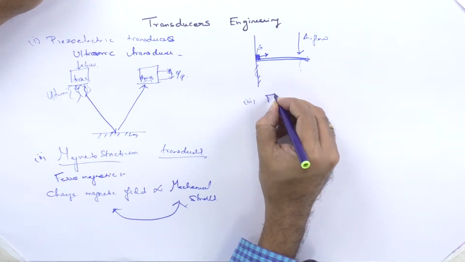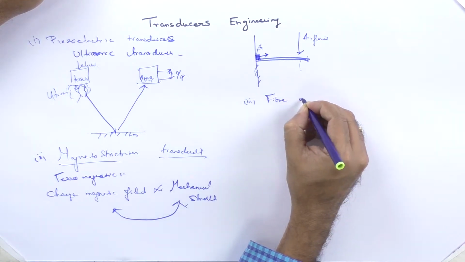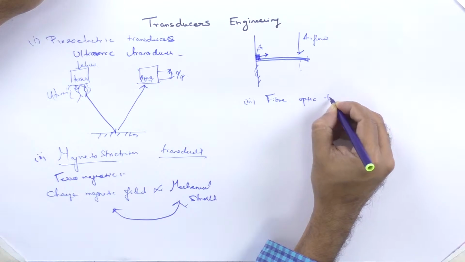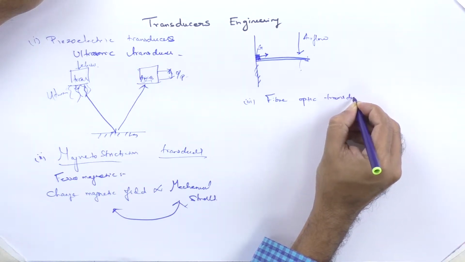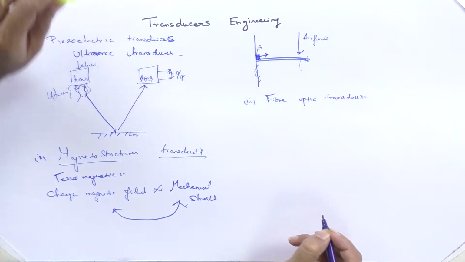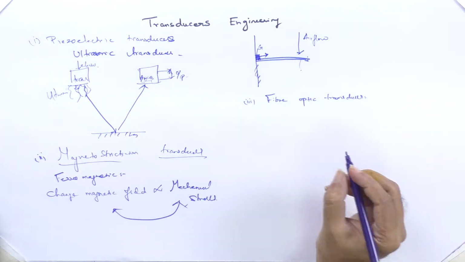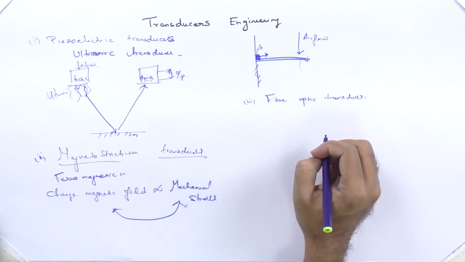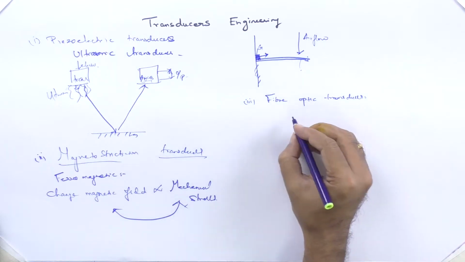The third one is a fiber optic transducer. Okay. What is a fiber optic transducer? Let's first get introduced to what fiber optics is.